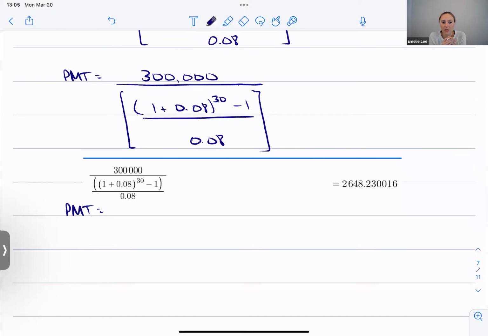So what does that mean? Your annual payment amount must be $2,648.23, right? If you pay that every year for 30 years, at a rate of 8%, which is kind of wishful thinking right now, then you would have 300,000 in 30 years. Pretty good, right?